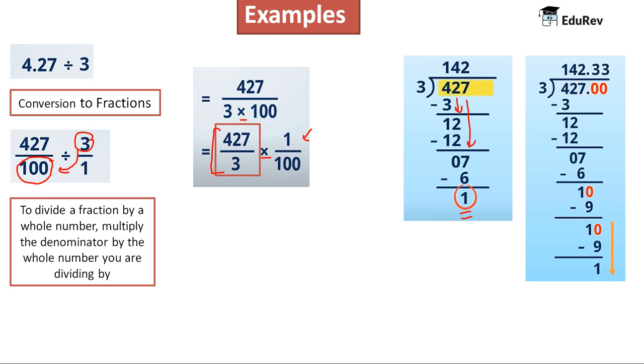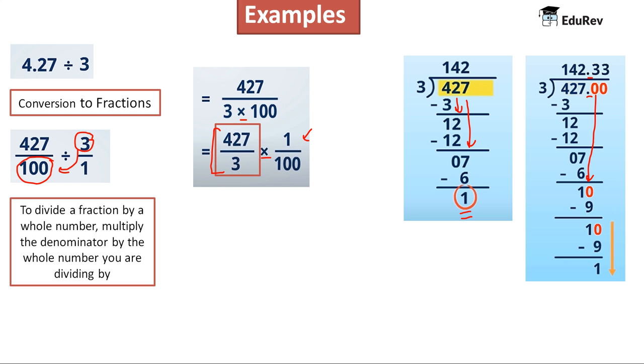What we will do? We will put a decimal point here so that we can pull down the 0. And whenever we put a decimal point here, we put a decimal point here in the question too. So after pulling down the 0 here, we will divide this number 10. So 3 into 3 is equal to 9. Now subtracting 9 from the number 10, we will get 1.